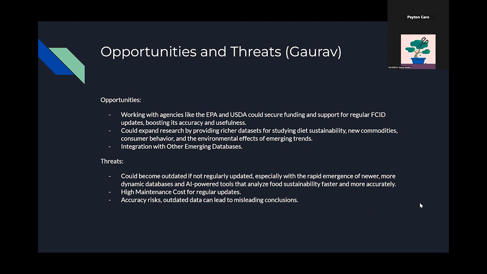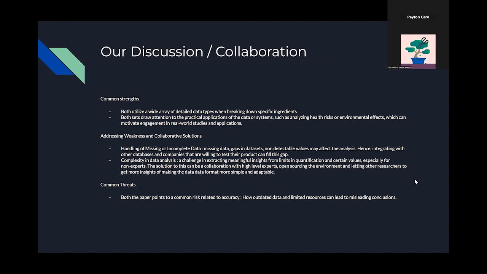On the other side, the threat that can come here is that regular updates are essential to avoid obsolescence, especially as newer data sets and AI tools come into the scene, offering faster, more advanced analysis of food sustainability. High maintenance costs are also a big concern, and outdated data risks leading to inaccurate conclusions. In summary, this has all the solid foundations and exciting potentials.